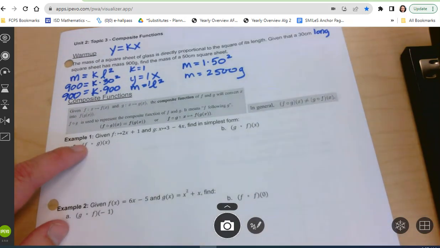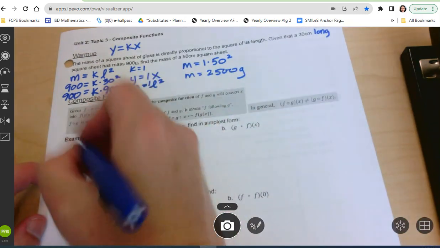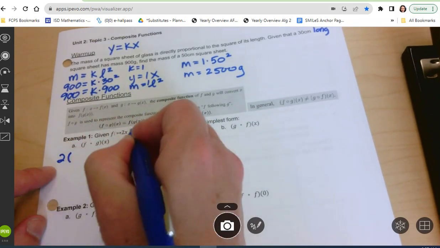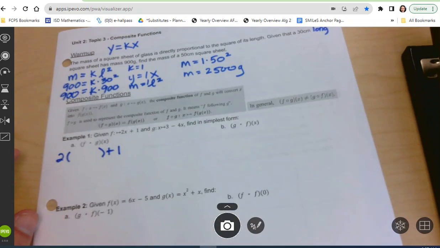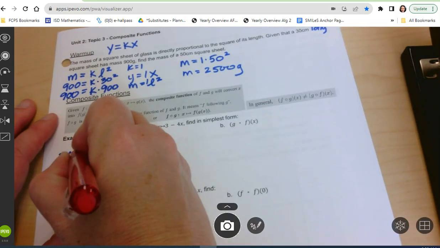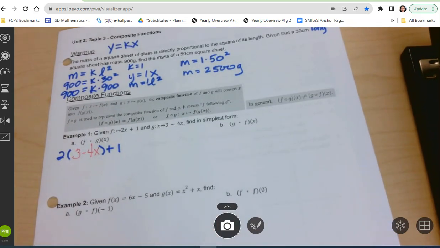So when you see this, it means we're putting function g into function f. The first function is your outside function. So what I do is I take my function f, which is this one, and I replace the x with parentheses. So do you see how I took my first function f, and I replaced the x with parentheses? Now inside the parentheses, I'm going to put function g, and function g is 3 minus 4x. And I use the two colors just to show you how I'm putting function g into function f.